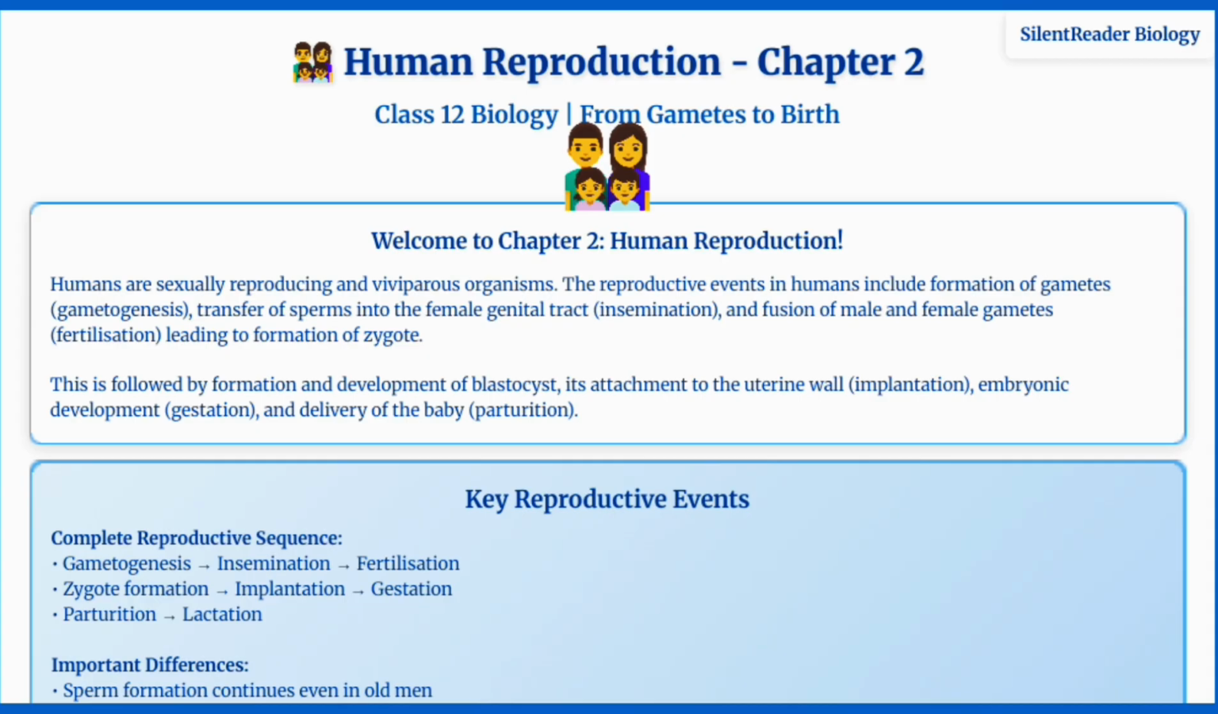There are remarkable differences between male and female reproductive processes. While sperm production continues throughout a man's reproductive life, egg formation ceases in women around age 50. Understanding these processes helps us appreciate the incredible complexity and coordination of human reproductive biology.